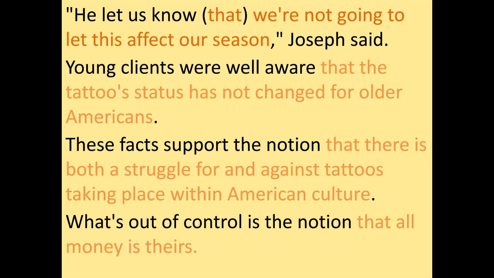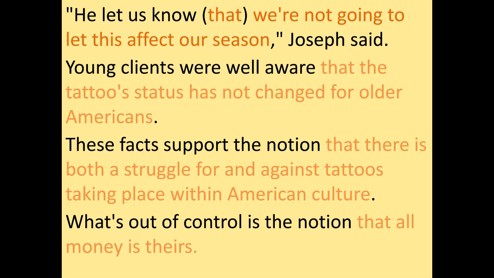Now you see that in the third sentence. The notion that there is both a struggle for and against tattoos taking place within American culture is one big noun phrase. The head of the noun phrase is notion. Its first dependent is a determiner, the notion, and the other dependent is this big content clause, which is its complement.